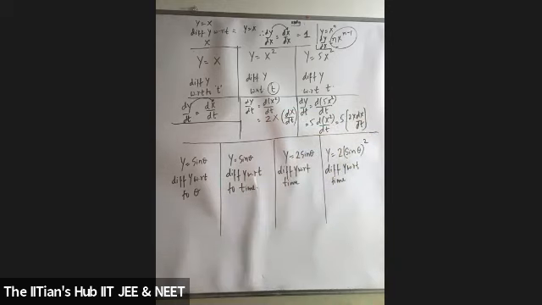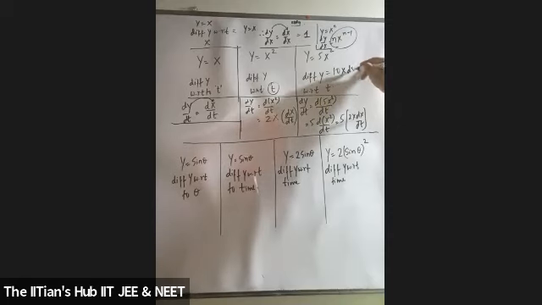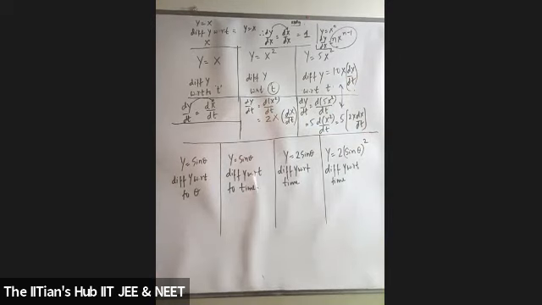So students, what is my final answer? 5 twos are how much? 10. Agreed? Into x dx by dt. Is this clear to everyone? Is this answer clear? How many people have got this correct? How many people have got this correct, students?